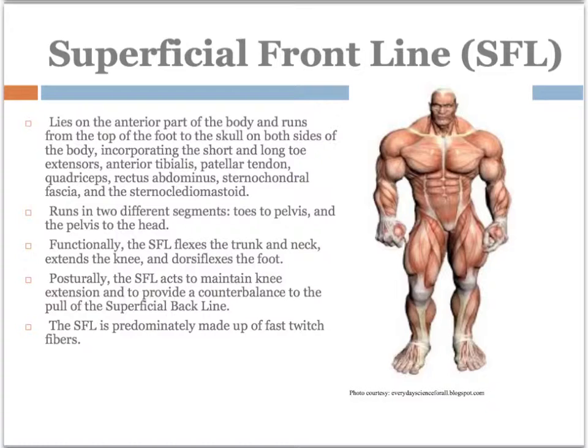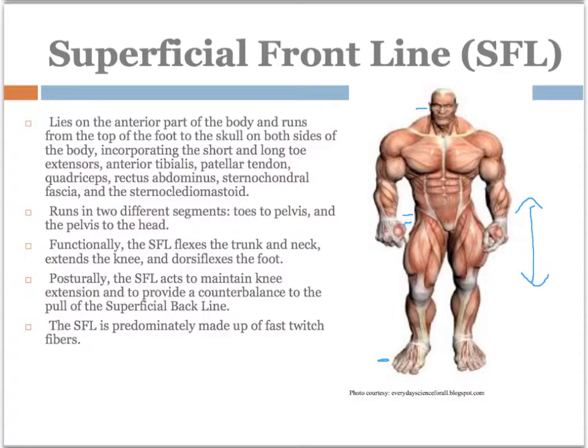Next is the superficial front line. The superficial front line connects the anterior surface of the body from the tops of the feet to the sides of the skull in 2 pieces, from the toes to the pelvis, and then from the pelvis to the head. When the hips are extended, as they are in this picture, the superficial front line acts in one continuous line.